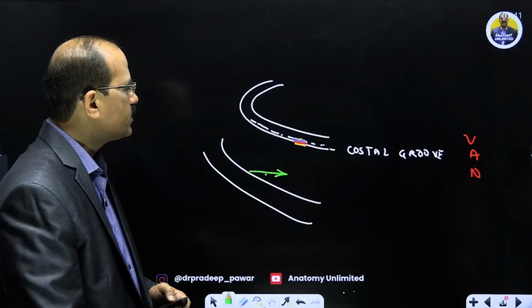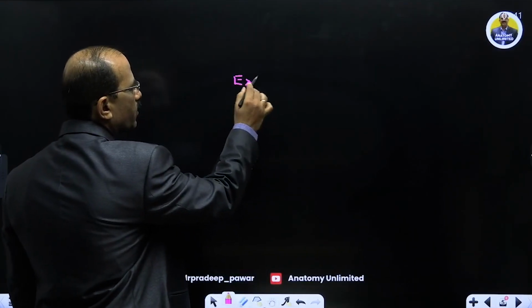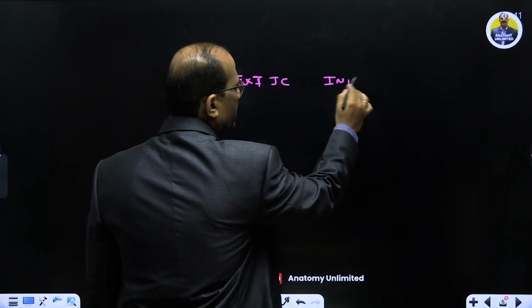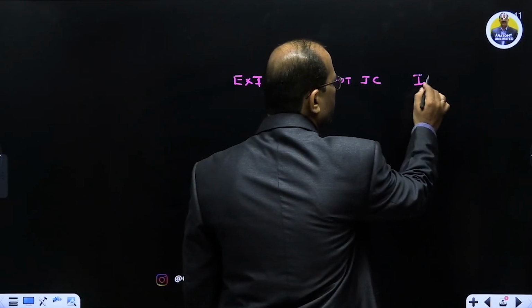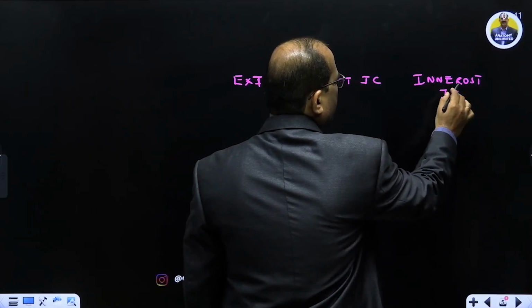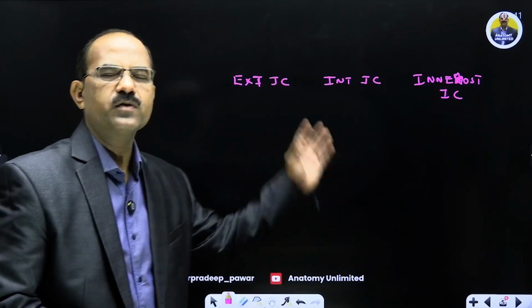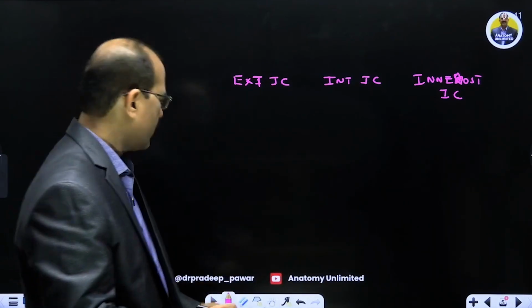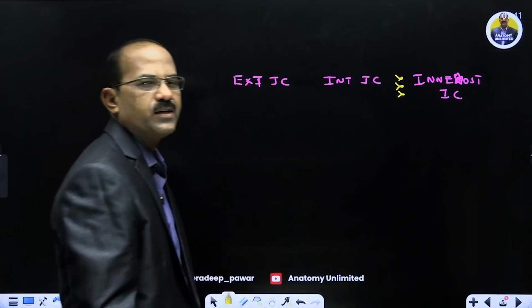Okay, so now students, you know we have got three muscles. One is the external intercostal. The second is internal intercostal, and the third muscle, for all practical purposes, we call it as innermost intercostal. So external intercostal, internal intercostal, and innermost intercostal. So where do the nerves and the vessels lie? The nerves and the vessels would lie between the internal and the innermost intercostal.